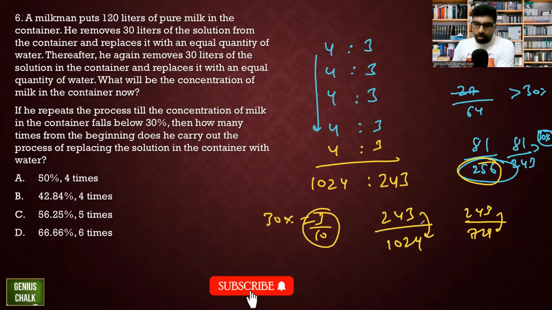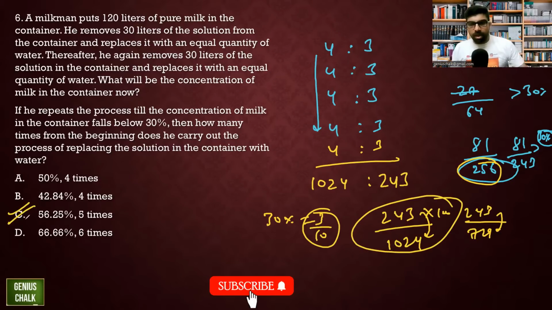So what does 30% mean? It should be 3 by 10. So if this is 3, this should be 10. And this is a little less than 10, right? So if you solve it, it is a little less than 10. So 5 times is my answer.